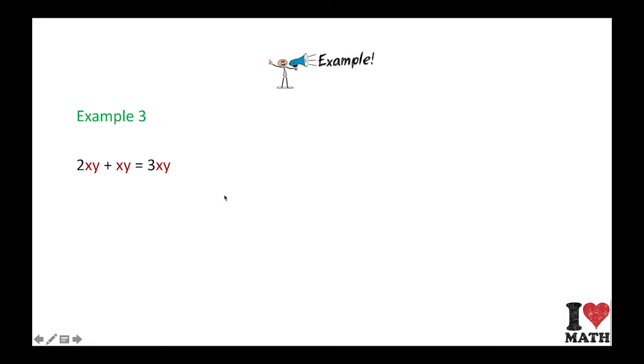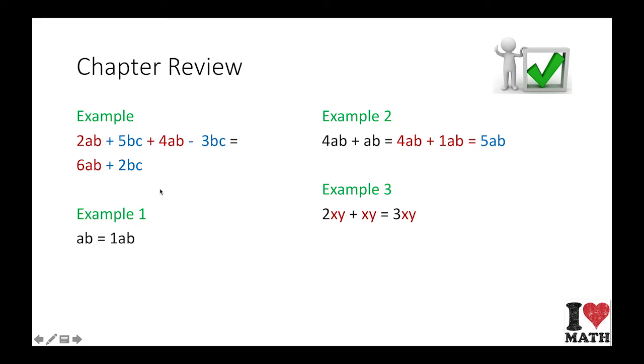Going further to another example, we have 2xy plus xy. We know that before this xy, there is an invisible 1, which will make it 3xy. We added because we have the same group of letters, xy in the first group and xy in the second group. That's 3xy.